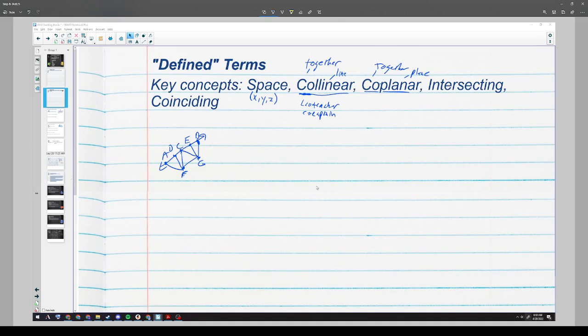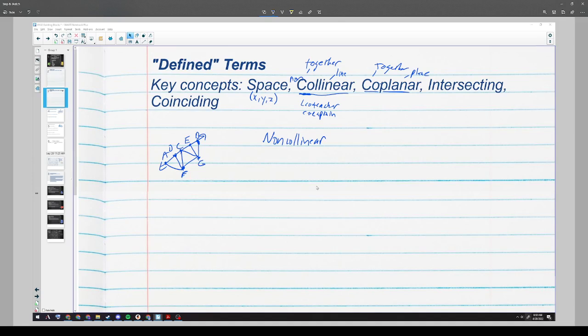So we can also take these 2 words, they're not defined terms here, but we could add non to the front of them to say things that are not collinear or not coplanar. So non-collinear would mean not on a line together. That would be like A, D, and F.